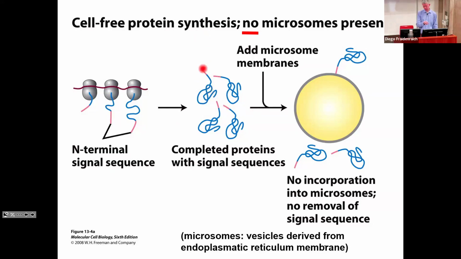But with the differences, you have no ribosomes present, and then you would add microsome membrane. And in this case, the completely synthesized proteins with the signal sequence remain outside. They are not going to be imported. So there has to be some feature connected to this with the ribosomes.